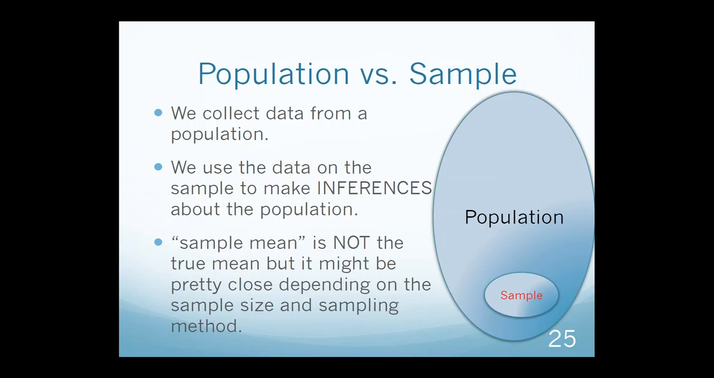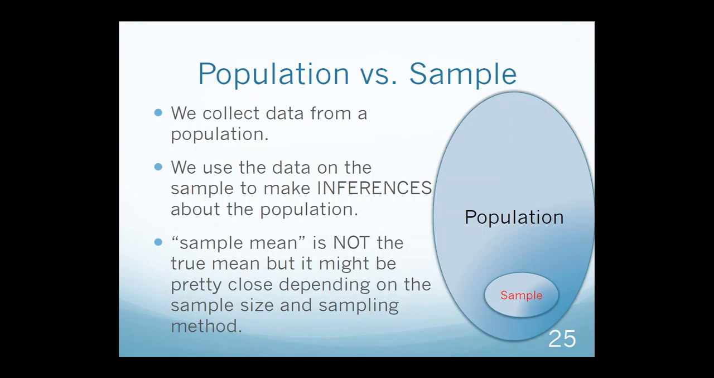So, for instance, sample mean is not the true mean. It's not the exact mean of the population, but it might be pretty close depending on the sample size and sampling method. If my sample is a real reflection of my population, then I would end up with a sample mean pretty close to the true mean, right? There is no way to measure the true mean in general, but we want to be as precise as possible with the sample mean.